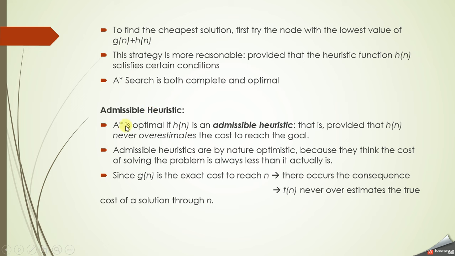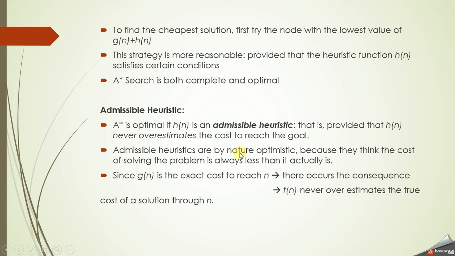So what is an admissible heuristic? A star is optimal if h of n is an admissible heuristic, provided that h of n never overestimates the cost to reach the goal. So we should set the h of n in such a way that it never overestimates the cost to reach the goal. If we assign h of n a higher value, we'll never attain a cheaper solution. That is what they are saying here. So that is why we say A star search uses an admissible heuristic. If it is an admissible heuristic, we call A star search optimal.